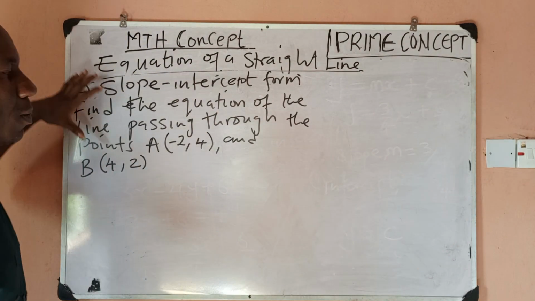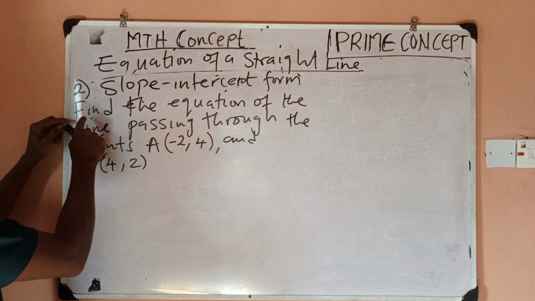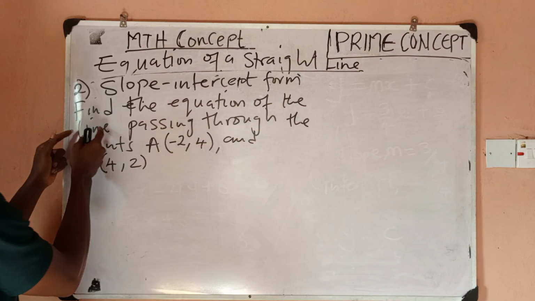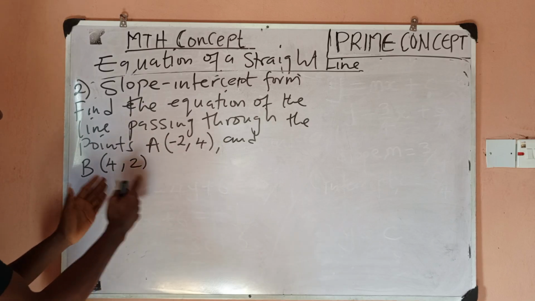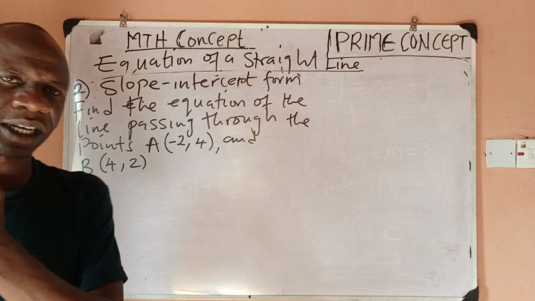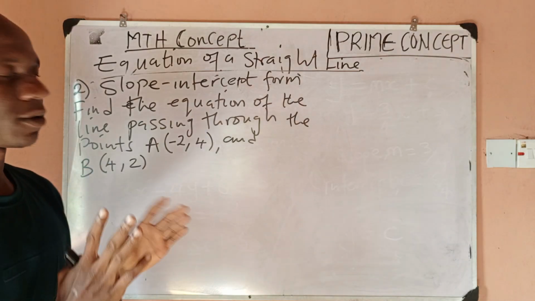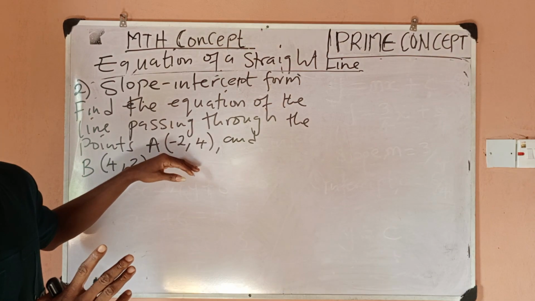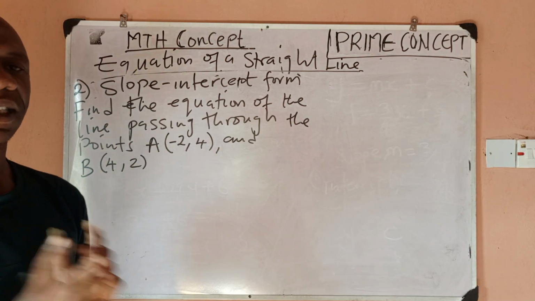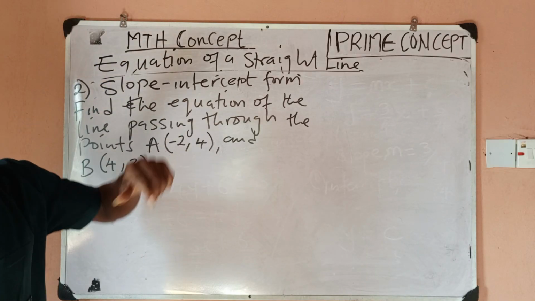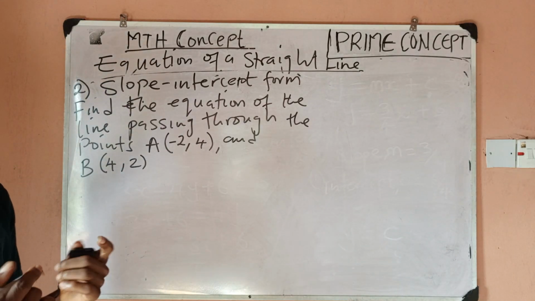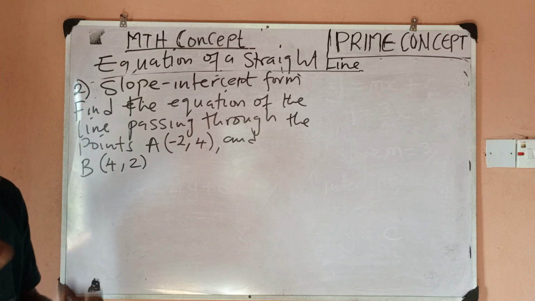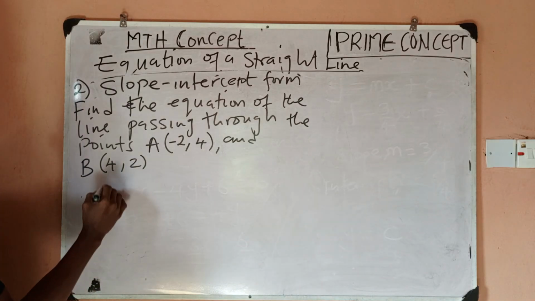Now we have this problem, right? The question says, find the equation of the line passing through the points A and B. Now we can use the first form, which is the tangent form, to solve. We have used it to solve a similar problem. But this time we want to apply the second form, which is the slope-intercept form. But one thing remains common for all of this, which is the slope. So you would need to find your slope. So let's find our slope m.